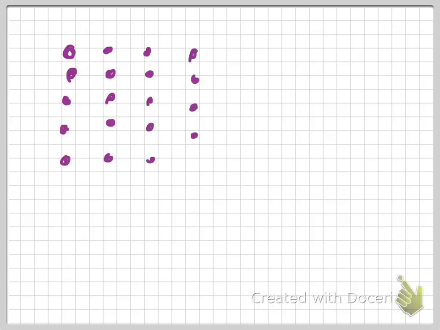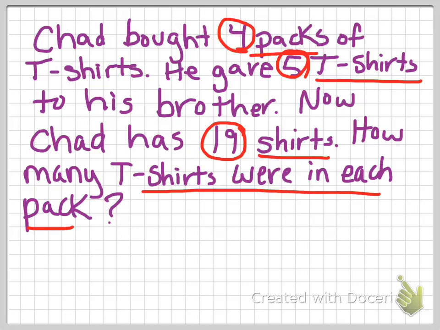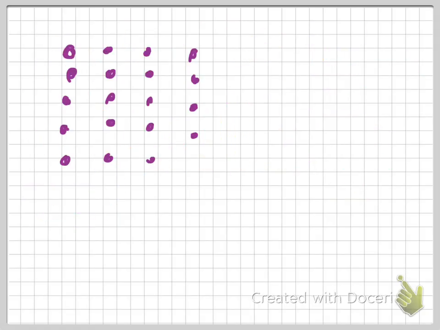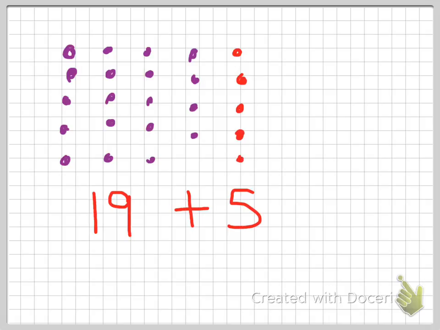And if you think about going back to the problem, what happens with these 19? They're the 19 shirts. These are what he has left over after what? After he gave 5 to his brother. So we want to know how many were in those 4 packs. So we have to take these 19 that we have here, and we have to add on the 5 that he gave his brother. So I'm going to go ahead and do that. 1, 2, 3, 4, 5.